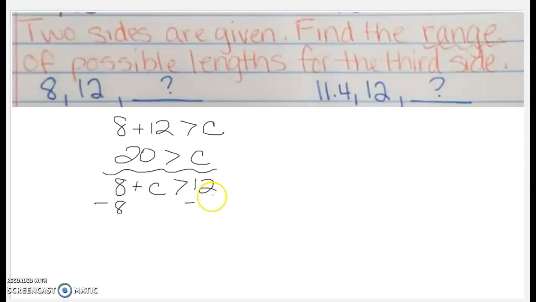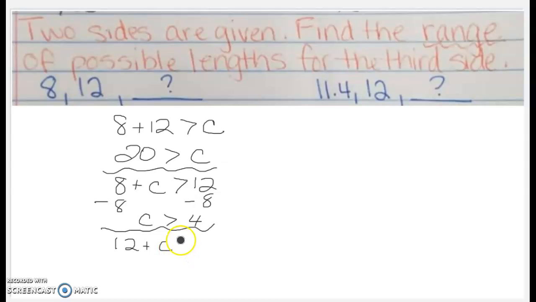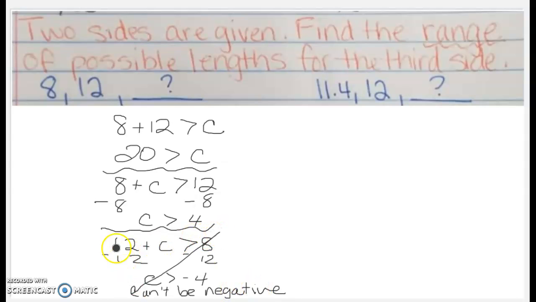Okay, that's one side. So if I subtract 8, C has to be greater than 4. Okay, and in the third situation, I would have 12 plus C has to be greater than 8. And if I subtract 12 from both sides, C would have to be greater than negative 4. The only problem with that is C can't be negative. It's a side length. It has to have a positive value. So this can't be negative, and therefore I can eliminate it.